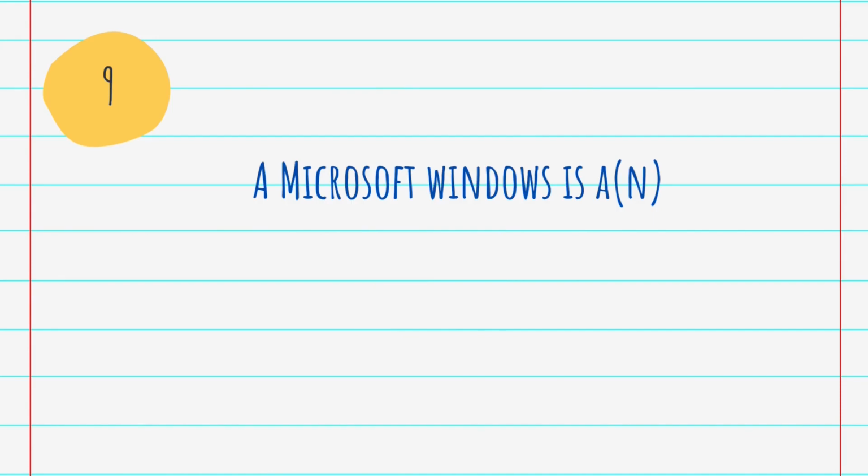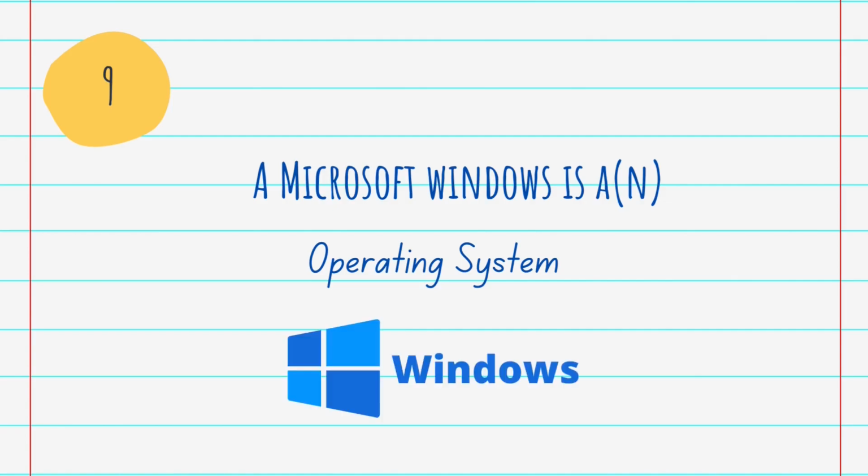Okay. Question number 9. Microsoft Windows is an? Answer is operating system. Microsoft Windows, also referred to as Windows or Win, is a graphical operating system developed and published by Microsoft. It provides a way to store files, run software, play games, watch videos, and connect to the internet. Microsoft Windows was first introduced in version 1.0 on November 10, 1983.